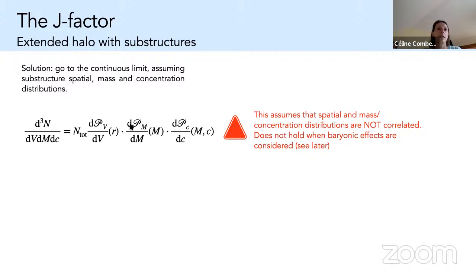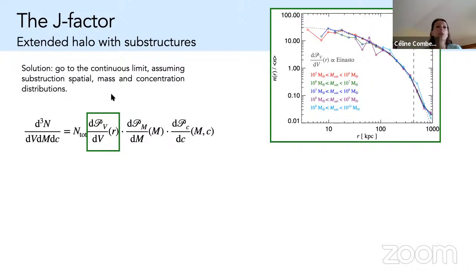When I'm splitting this in three parts, I am assuming that I have no correlation between the spatial distribution and the mass and concentration ones. We will see later that this does not necessarily hold, but for the time being, this is what we're going to do. I can go again into my favorite numerical simulation and have a look at what those distributions look like. This is, again, the Aquarius simulation from Springel. This is the radial distribution of substructure as a function of the distance in various mass ranges, and as you see, it is relatively well modeled by the dotted line, an Einasto profile. So from a purely parametric point of view, I can use an Einasto profile to model the distribution of substructure in the host halo.